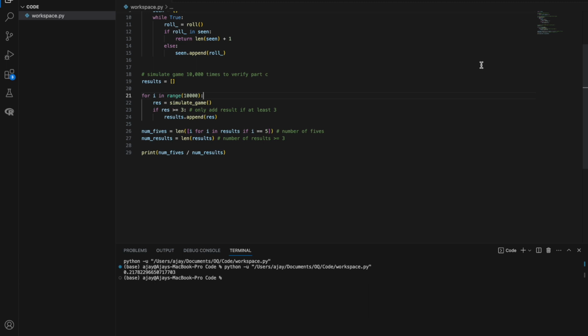As you can see, it's 0.217 in the first run, 0.225 in the second. So as you can see, our results are converging very closely to 0.22 repeated, which is what we derived the theoretical value to be.